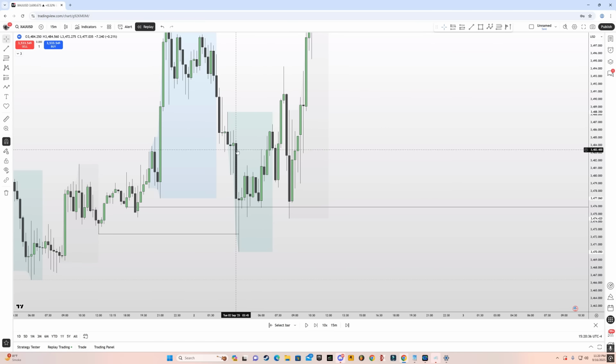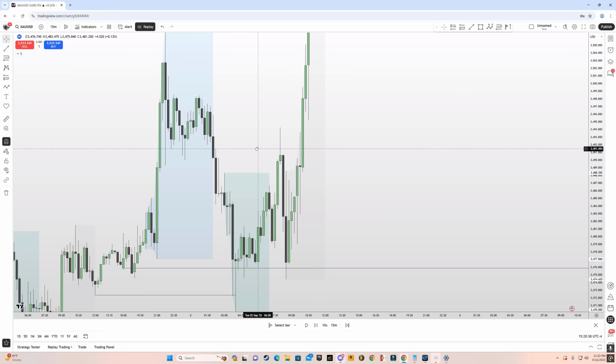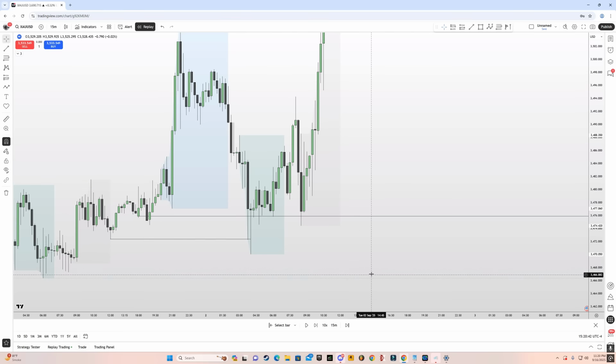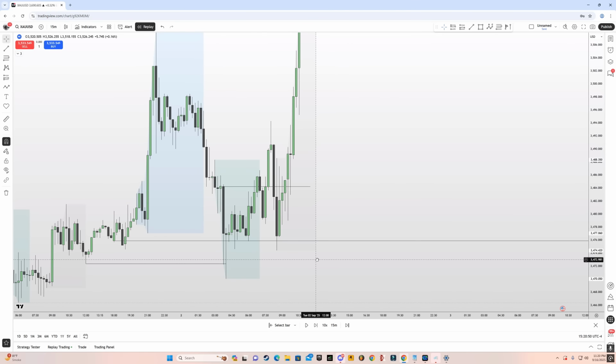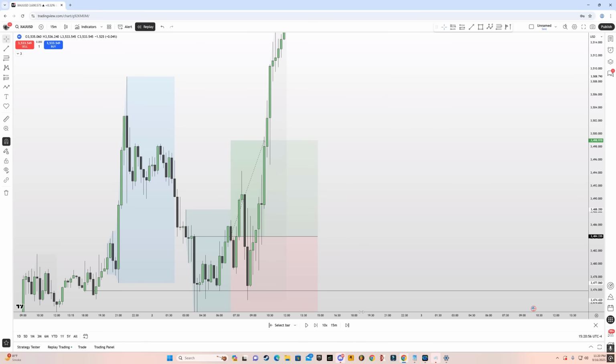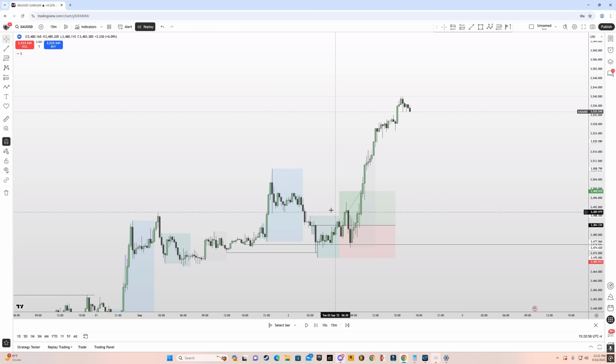Now, during London session, we go down and we manipulate, okay? We take out sell side, and then we can either look for a market structure shift or change in the state of delivery, okay? And then you can take your entry from this level, put your stop below the low in this example, and then you can see price just went up.